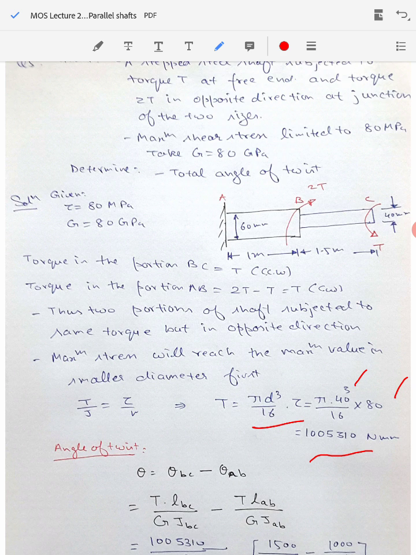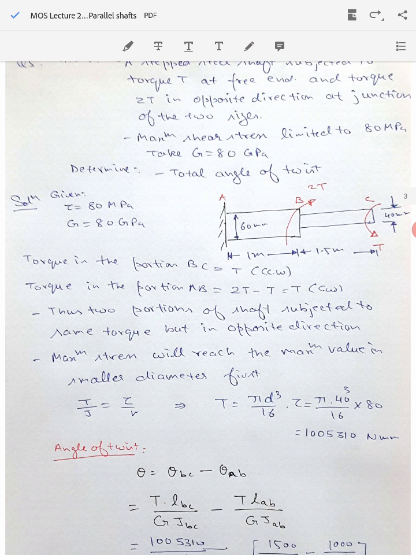Remember, here we have used the smaller shaft because the smaller shaft will have a higher amount of stresses produced, because the value of J for the smaller shaft will be less in comparison to the bigger shaft, or the larger diameter shaft.